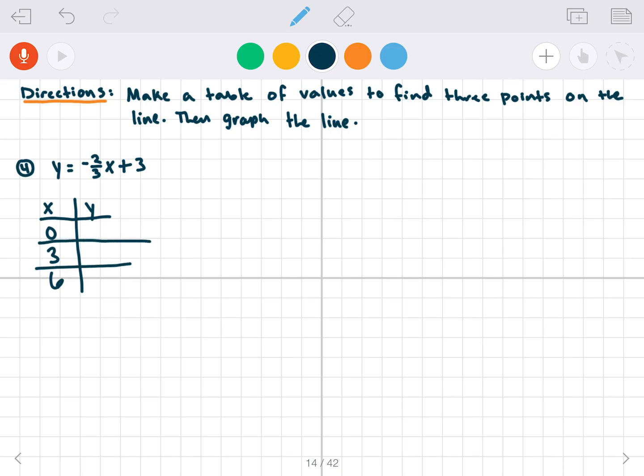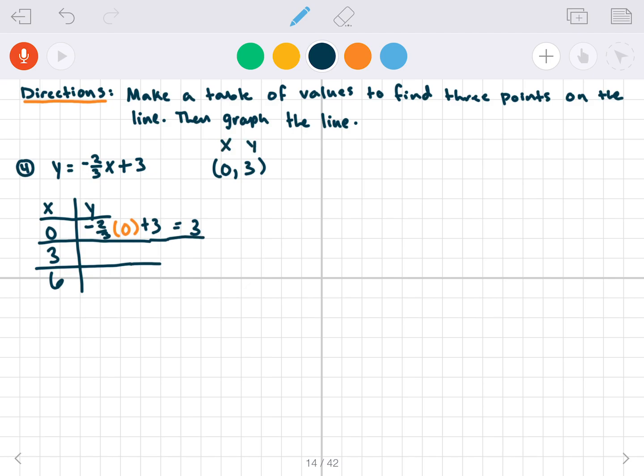So the rule says take negative 2/3, multiply it by your x, and then add 3. So we have negative 2/3 times our x, which is 0, plus 3. Of course, that goes to 0. 0 plus 3 is 3. So one ordered pair is (0, 3).